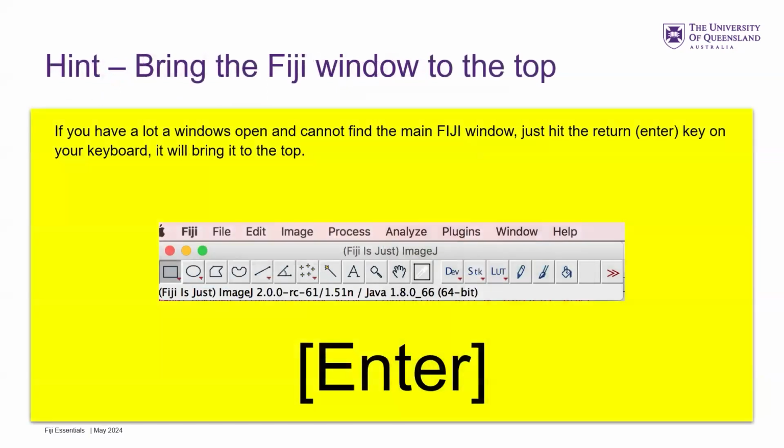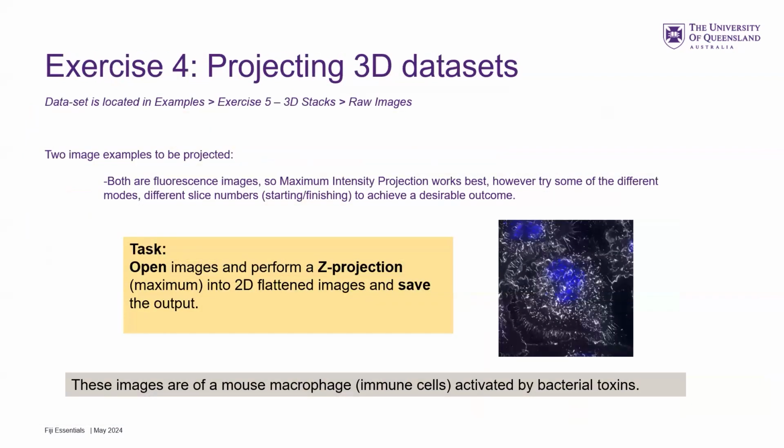Okay, so by now you might have a bunch of windows open. If you hit Enter, it brings this window to the top. Really useful, especially on your Mac, where you've got to have that window selected to get all the menus at the top. So just hit the Return or Enter key and it brings that to the front. All right, exercise 4. We're going to open some data, a Z-stack, and do a Z projection. Have a go at some of the ones that you might not have used, see what they do, and then save them out.